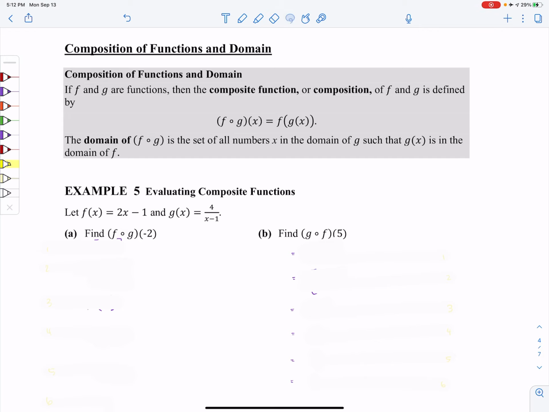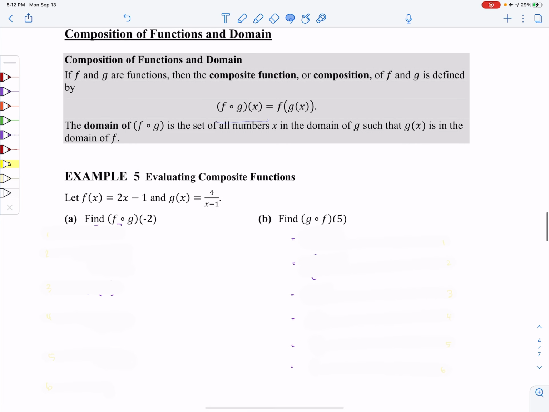All right, so the first thing I want you to notice is that we have this F, and it looks like an O, but it's not. We read that F of G of X. I personally like the second way of writing it better. This is the way that you're going to see it in your work, in my lab. But this is the better way to write it.